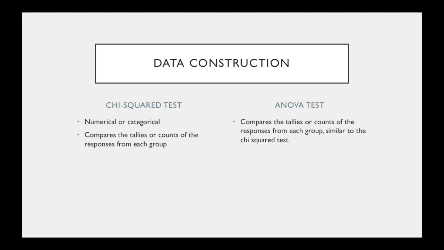The data construction for a chi-square distribution depends on which type of questions you are asking, numerical or categorical. Either way, the chi-square statistic compares the tallies or counts of the responses from each group. The data construction for ANOVA is similar to the data construction for chi-squared. After performing the tests or getting the answers to the questions asked, the ANOVA statistic compares the tallies or counts of the responses from each group.